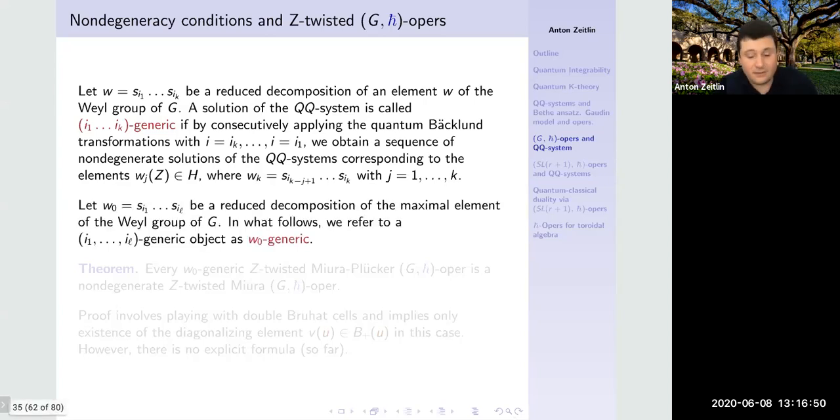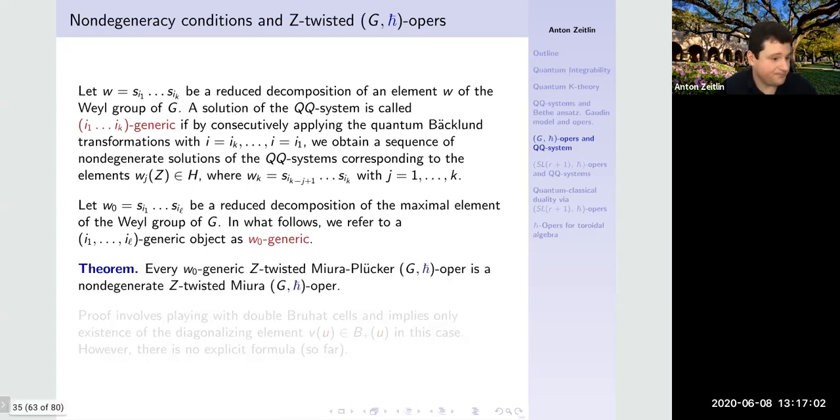So when we have W0, the longest such transformation, we are going to call the corresponding generic object W generic. Now the claim is that this W generic is a twisted Miura-Plücker oper. So remember that condition which we put only on every 2x2 block. Then it turns out that the corresponding oper will be twisted. So there exists a gauge transformation which brings it to the constant element Z.